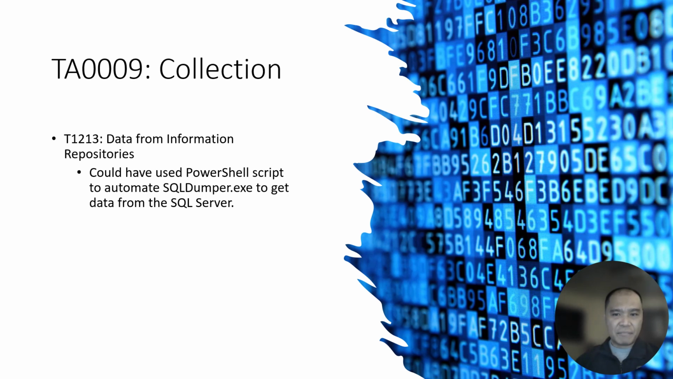The hackers could have used the built-in application to collect information. For example, they could have used PowerShell to create a script to automate SQLDumper.exe to get data from the SQL server.